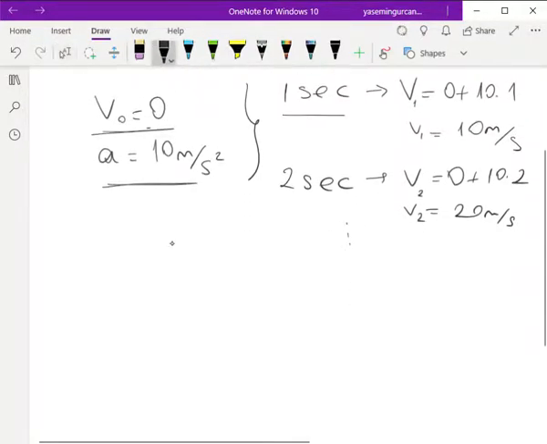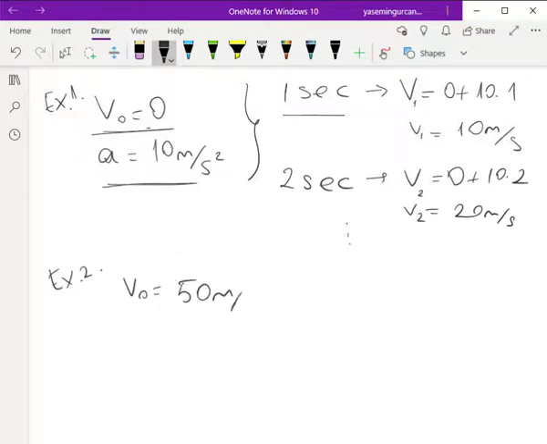This was example 1. There is another example we can go over just to discuss the directions of velocity and acceleration. If your object had some velocity before you started the observation, let's say you're timing this motion and observing the velocity values, and the first velocity you observe is 50 meters per second. I'm going to give you the same acceleration value, 10, but this time I'm going to make it negative.